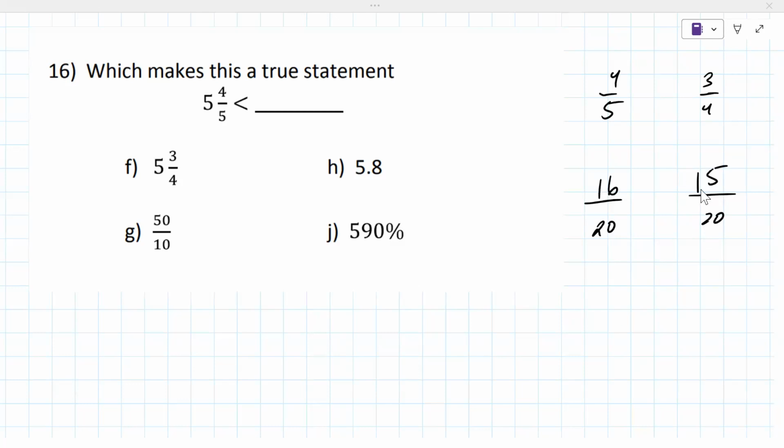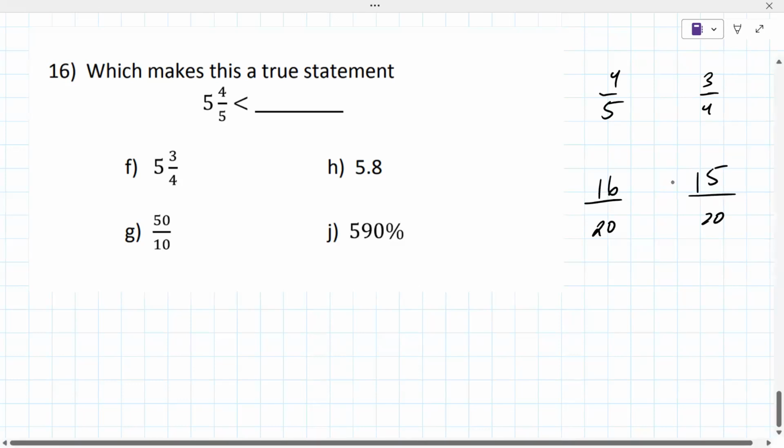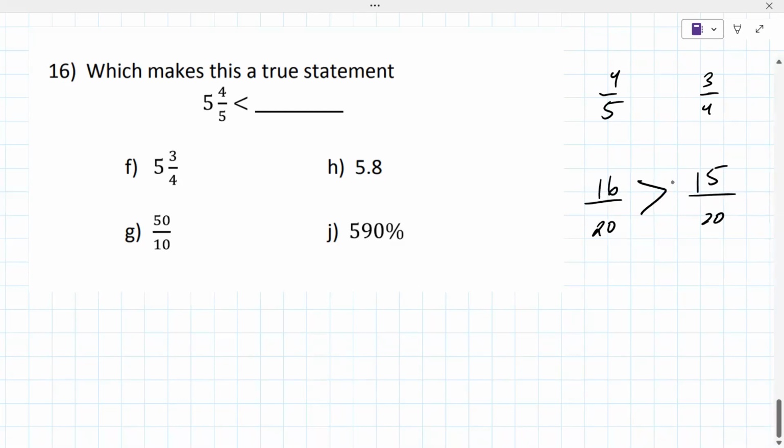So when you get this fraction, it is this direction. You agree? 16/20 is greater than 15/20. So it wouldn't be F. So it's not that, but you got to know why. It's not good enough to say yeah, you've got to have an explanation. Okay.